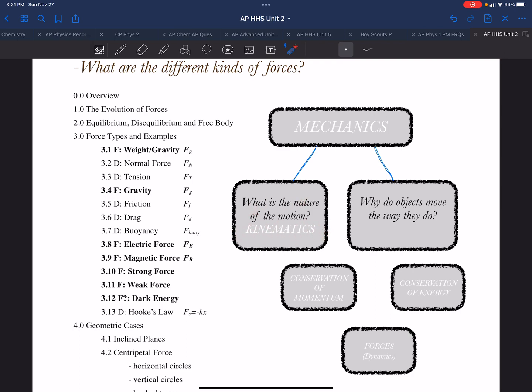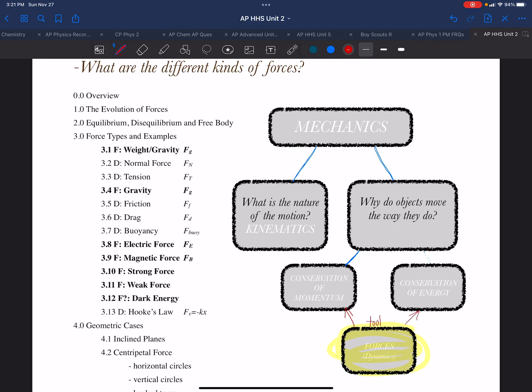What's the nature of the motion? And then the second question is, why do objects move the way they do? And we've already begun looking at that. And we've already learned that the most important of all these ideas is the conservation of momentum. The second most important of these ideas is the conservation of energy. But what we're going to talk about and learn about in this unit is forces. And forces are what we use to help explain what's going on with conservation of momentum and conservation of energy.